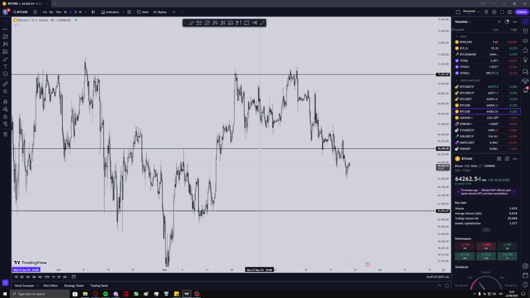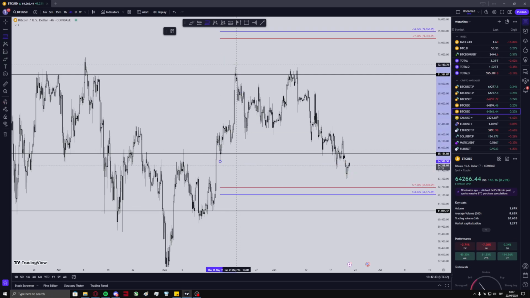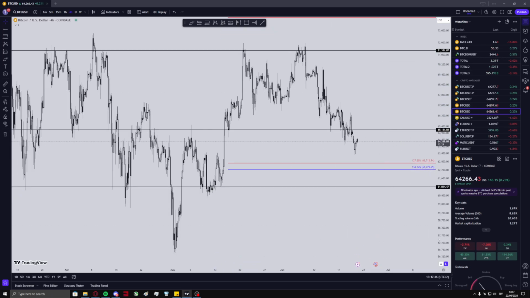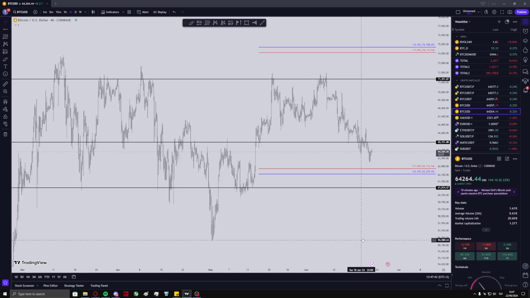Now that we've broken this low as well, right? You can say, okay, I want to measure from this low because this is now a bigger range, right? Just gonna do this, like this, and your next 1272 deviation will be at like 62.7k ish, right?